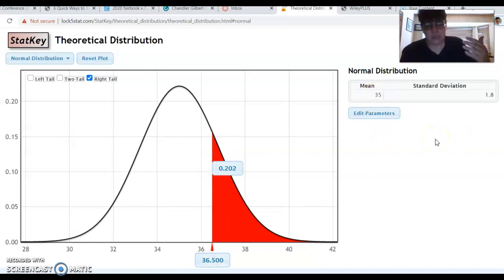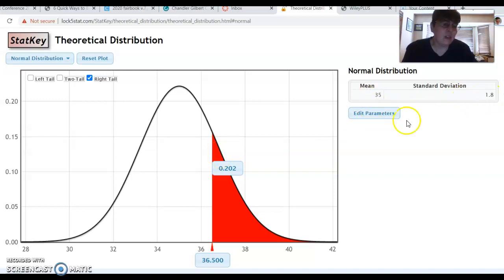Now, if you want to change 36.5 down here to a z value, it looks like it's a little bit more than 1. Z just measures how many standard deviations you are away from the mean. So we know that the mean is right here at 35. We come down and it's, well, actually it's probably slightly smaller than 1.